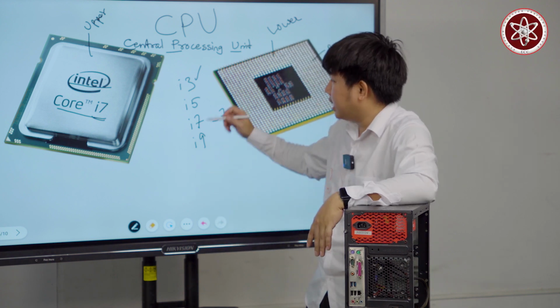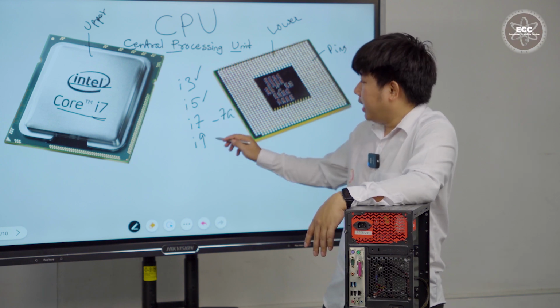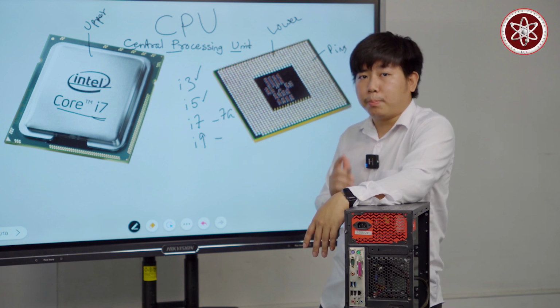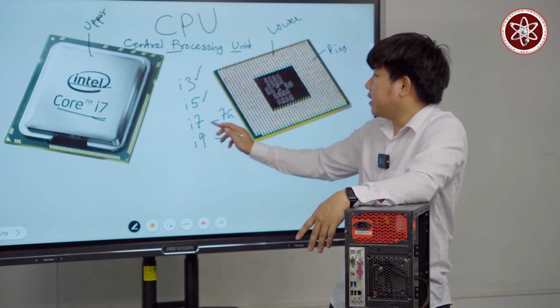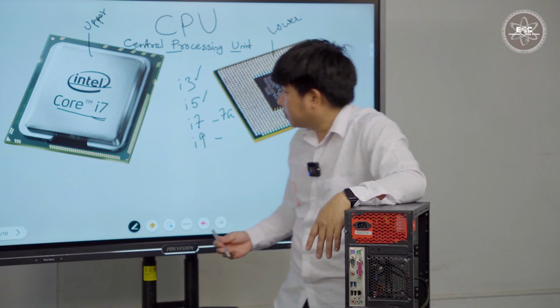If you're a gamer, at least I recommend i5. But i9 is quite expensive, but you get the best performance with it. So i7 is in the middle, a balanced type. And so let's continue.